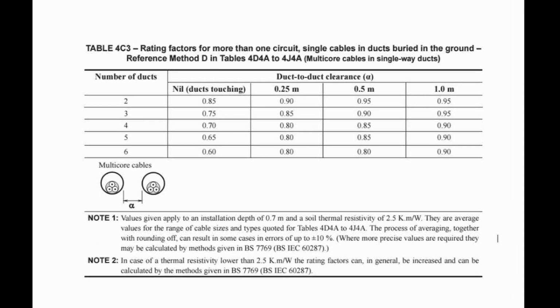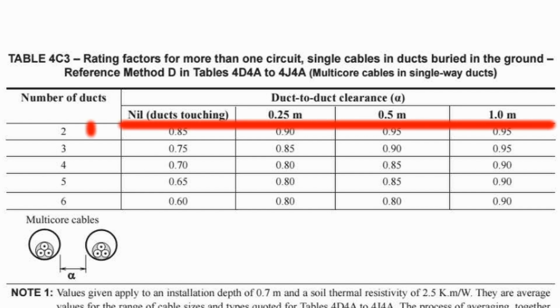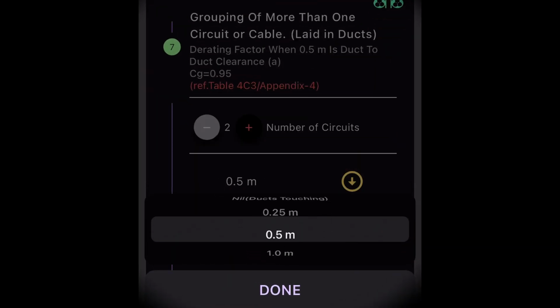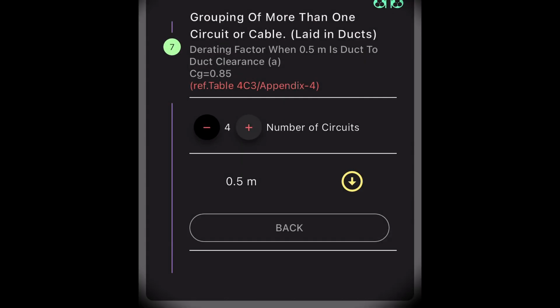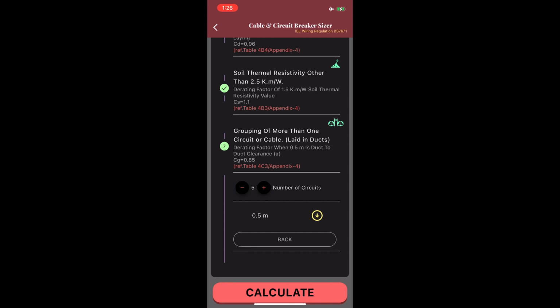The derating factors vary when 2 or more cables are laid in touching or spaced ducts, and these values also change based on different spacing and the number of adjacent ducts, as shown here. Now, select a spacing of 0.5 meters, with a total of 5 cables laid, including this one. Thus the factor is 0.85. Now, hit the Calculate button to see the result.